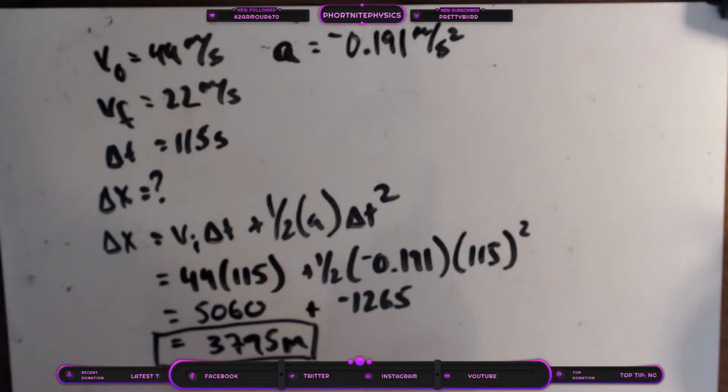So while that race car was slowing down from 44 meters per second to 22 meters per second over just under 2 minutes, it would have traveled 3,795 meters. That's quite a long way.